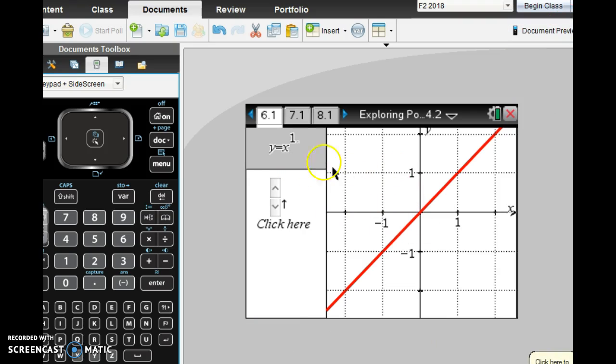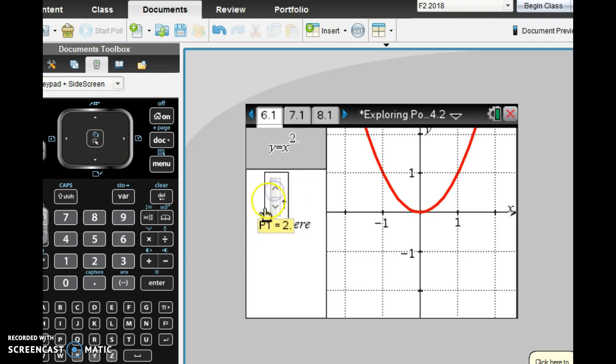So watch the pattern here. When we have x to the first, the graph goes down, up. This one is up, up for x squared. X to the third is down, up. X to the fourth is up, up. Fifth, down, up. Sixth, up, up. Seventh, down, up. Eighth, up, up.